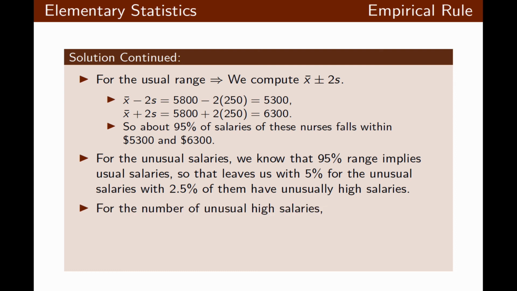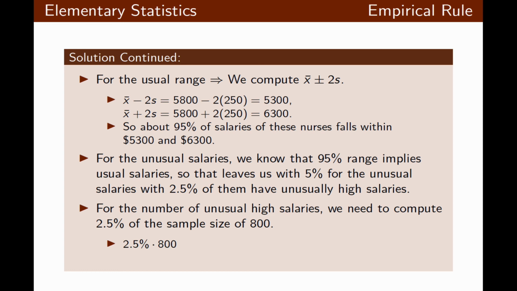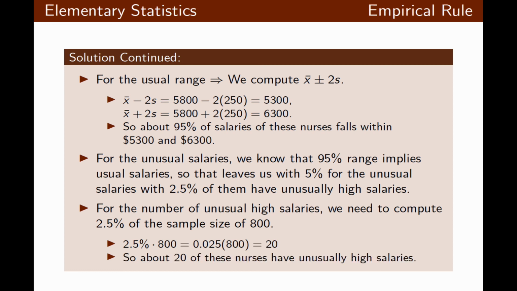For the number of unusually high salaries, we simply compute 2.5% of the sample size, which in this case is 800. So we multiply 2.5% times 800, and the answer is 20. So about 20 of these nurses have unusually high salaries. And if we use the symmetry, then about 20 of them also have unusually low salaries.